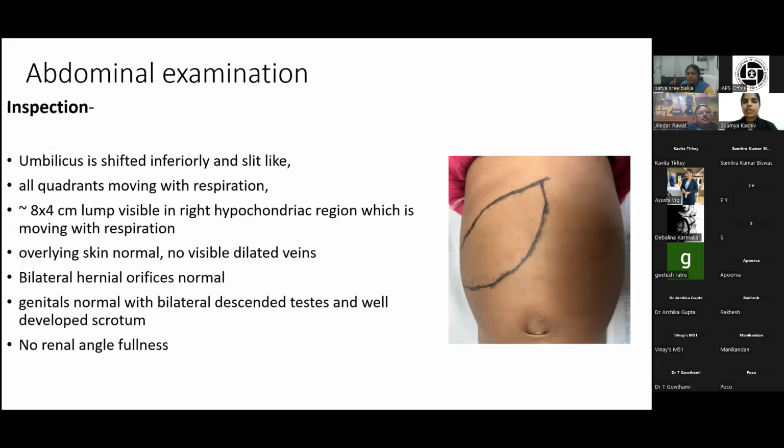On abdominal examination, on inspection, the umbilicus was shifted inferiorly and was slit-like. All the quadrants were moving well with respiration. There was around 8 by 4 centimeters of lump visible in the right hypochondriac region, which was moving with respiration as well. The overlying skin appeared normal without any visible dilated veins. The bilateral hernial orifices were normal as well. Genitals were normal with bilateral descended testis and well-developed scrotum. There was no renal angle fullness.